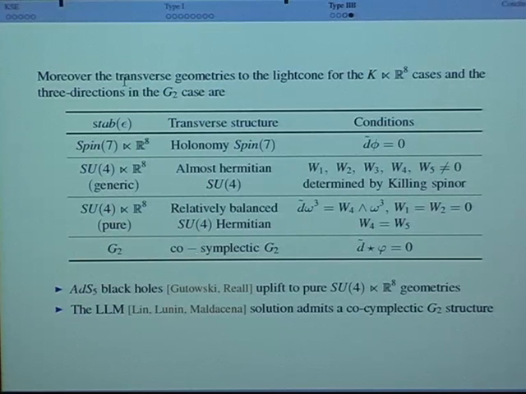And the last case, perhaps the most interesting one, is where the 7-dimensional transverse space admits a co-symplectic G2 structure. Now, G2 structures have appeared before in supergravity backgrounds, but they are much stronger than what appears here. Typically you get a nearly parallel structure, but this is just co-symplectic. It's much, much weaker. It turns out that if you lift the AdS5 black holes to supergravity, then one lands in the pure SU(4) case here, and the LLM solution admits a co-symplectic G2 structure and belongs to this class.